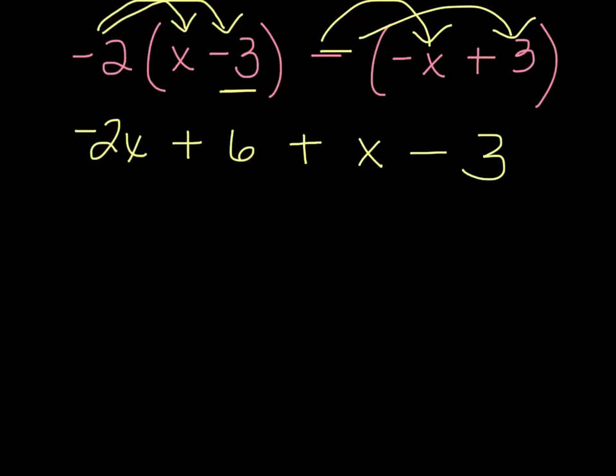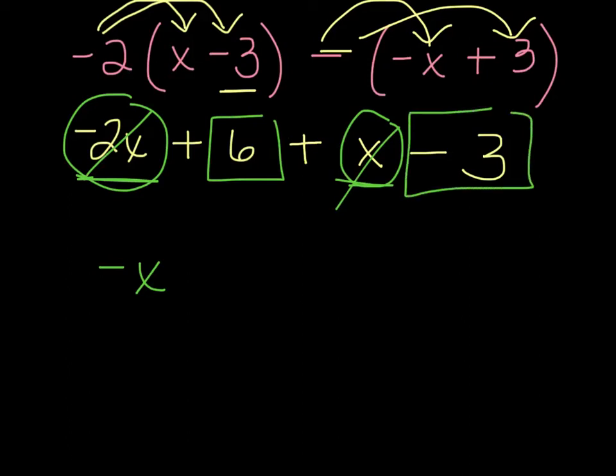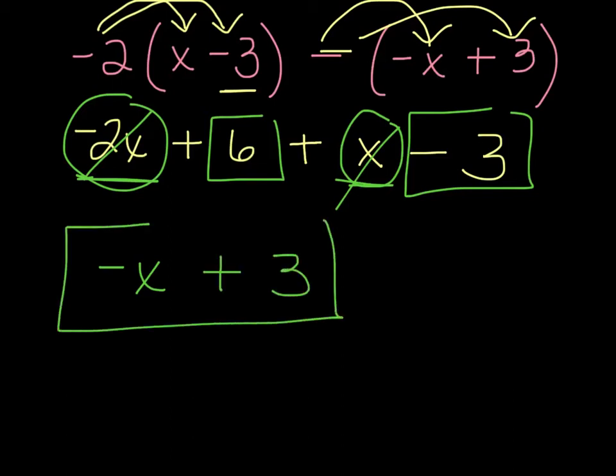Now I'm going to put my like terms together. So I'm going to put negative 2x and a positive x. Well, negative 2 and positive 1 would be negative x. Done with those. And then I have 6 plus negative 3. Well, 6 take away 3 leaves me with 3. So my simplified answer is negative x plus 3.